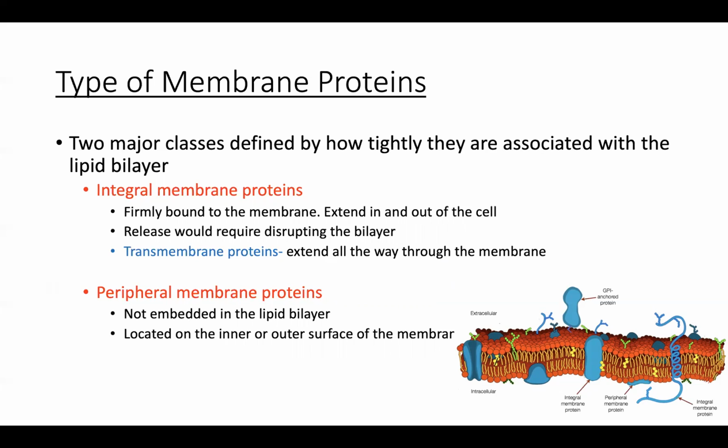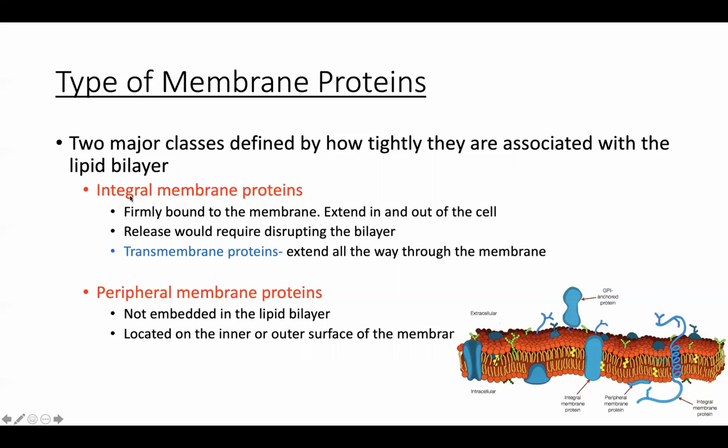So in terms of membrane proteins here, there are two major classes of membrane proteins, which are defined based on how tightly they are associated with that lipid bilayer, right? So we have two major classes of proteins. We have integral proteins, and then we have peripheral proteins, okay? Write those terms down, integral proteins and peripheral proteins.